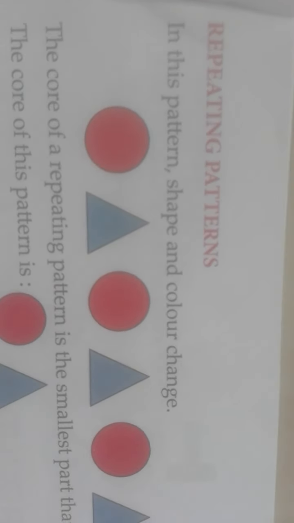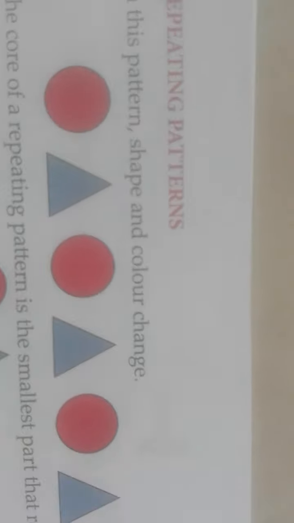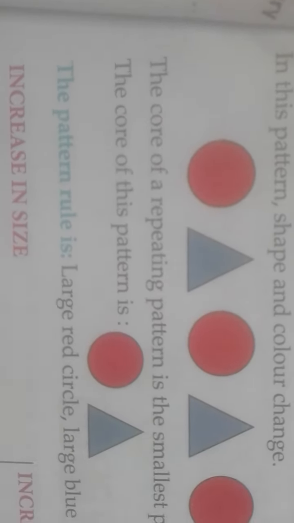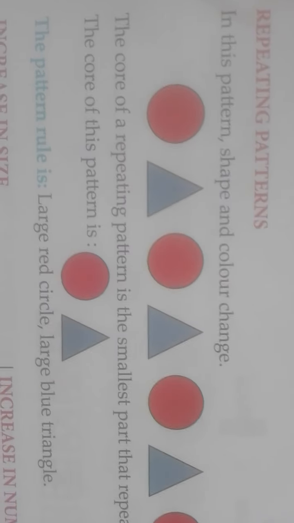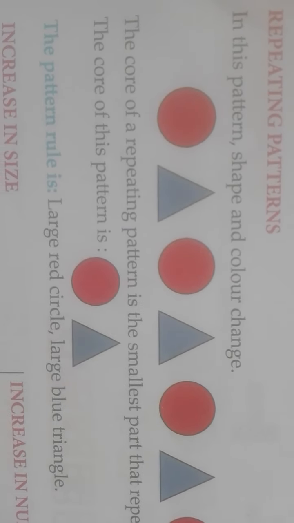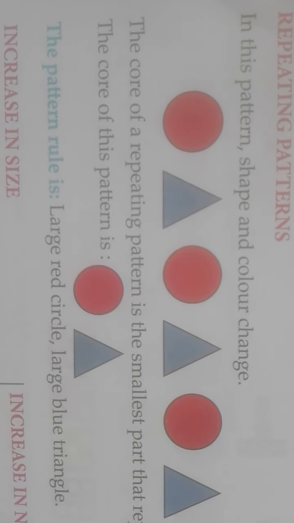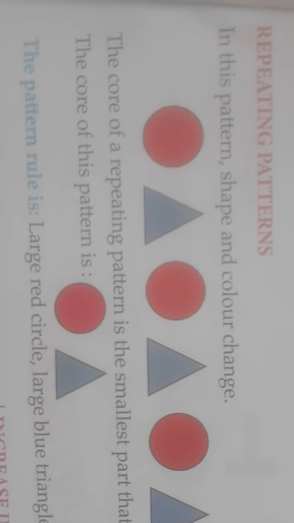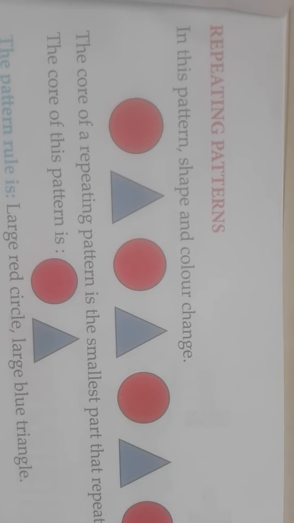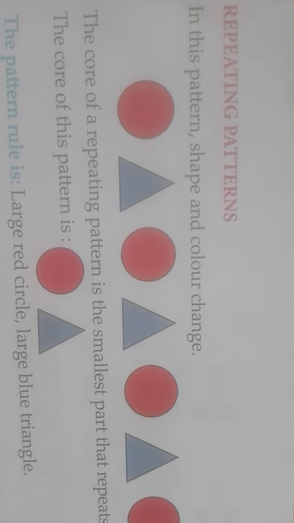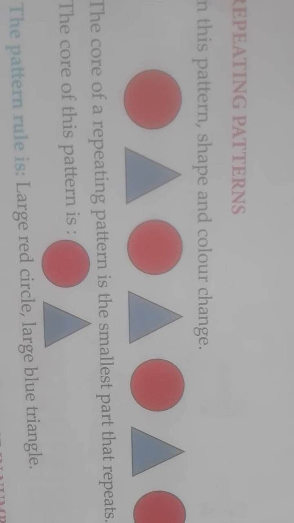Now see, repeating patterns. In this pattern, shape and color change. So the core of a repeating pattern is what? Smallest part that repeats. The core of the pattern is what? Yes, large red circle and large blue triangle. That is the pattern. So in this way it goes. First red circle, then blue triangle. Red circle, blue triangle. So this is the pattern.